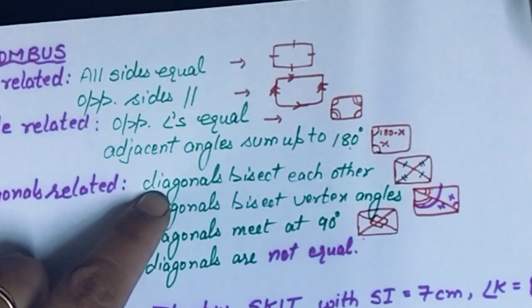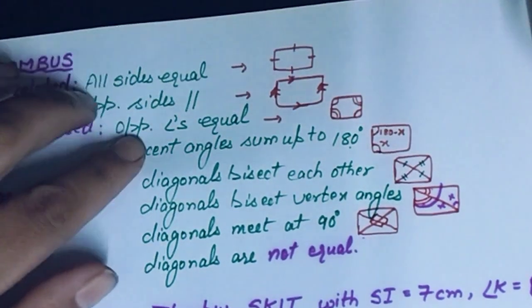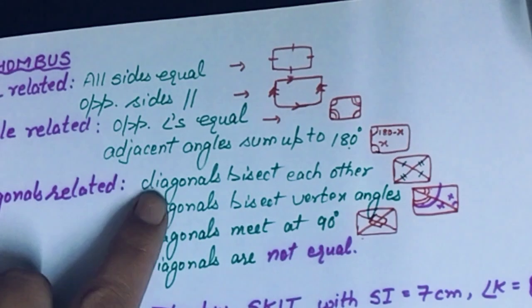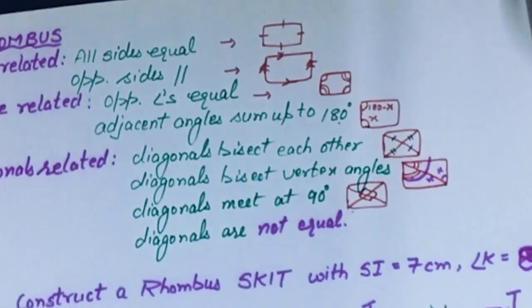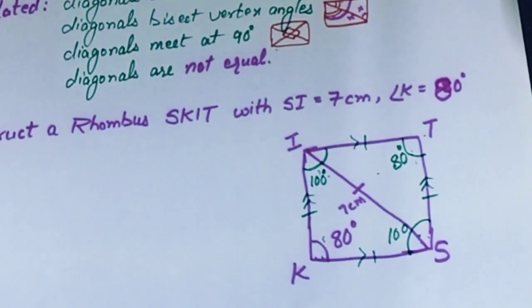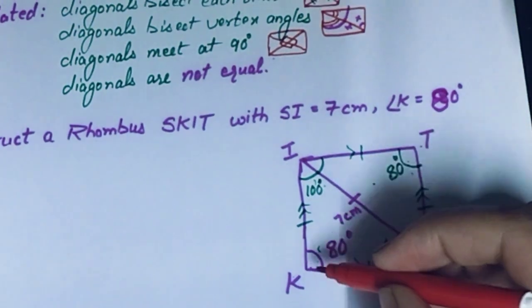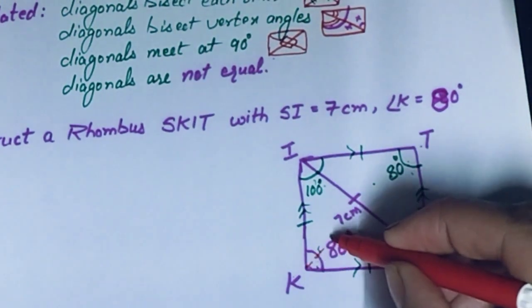Now move to diagonal related properties, and our first property is diagonals bisect each other. Okay, so what does this mean? Let's do it. Diagonals bisect each other. So both the diagonals bisect each other. Let's draw the other diagonal. Okay, so here we have the diagonal.